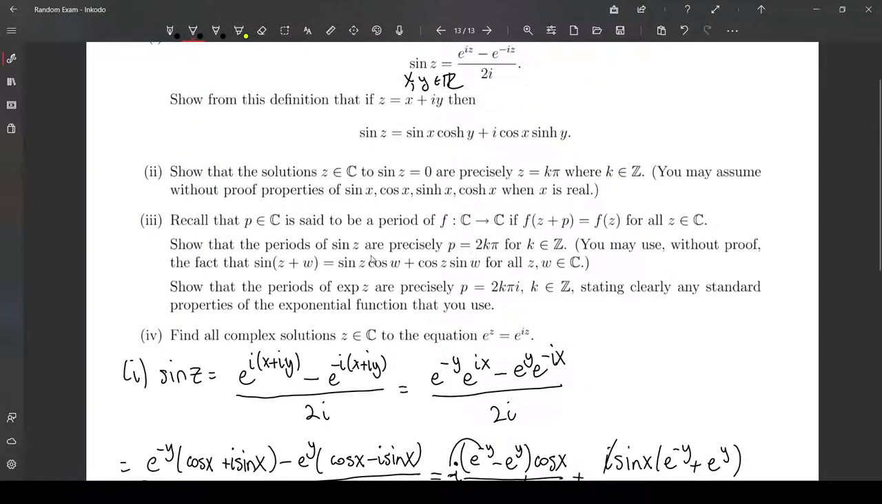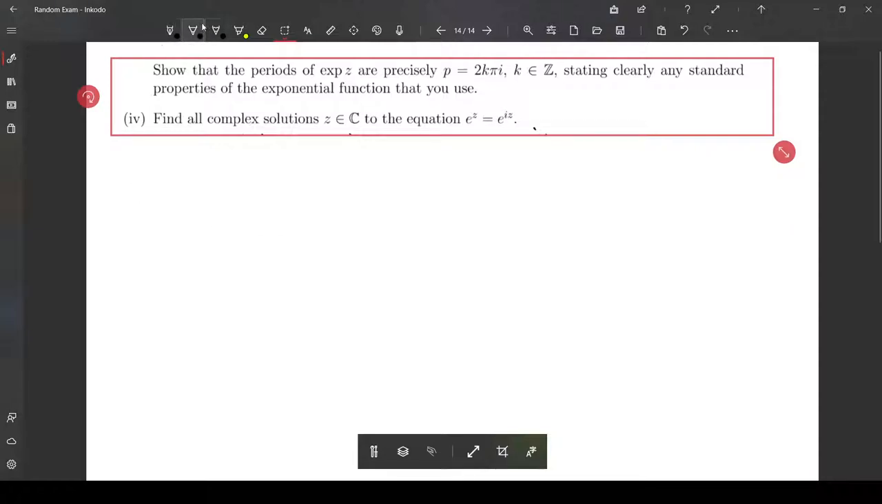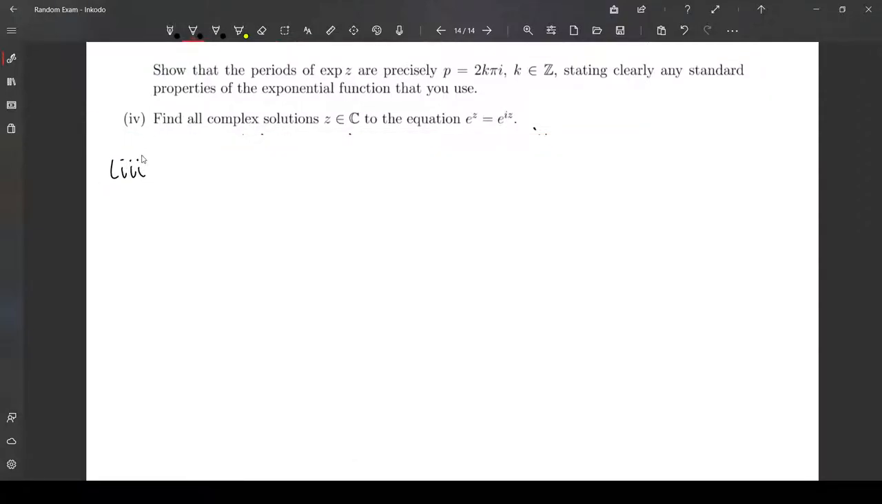Now we need to find the periods of the exponential function, and then we have to solve an equation. So part three continued. The periods of exp z: exp of z plus p is equal to exp z times exp p. If you're not familiar with this notation, this just means e to the z. It's just sort of an inline expression.